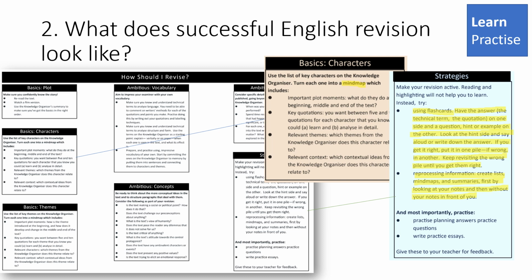If they got it right, they'd put it in one pile. If they got it wrong, they'd go and put it in another pile. And then the second time through, they'd test themselves on all of the ones that they got wrong until eventually all of them move into the correct pile. So mind mapping, flashcards, and then finally practice papers. So as I've said, writing full answers or planning, both really useful strategies.